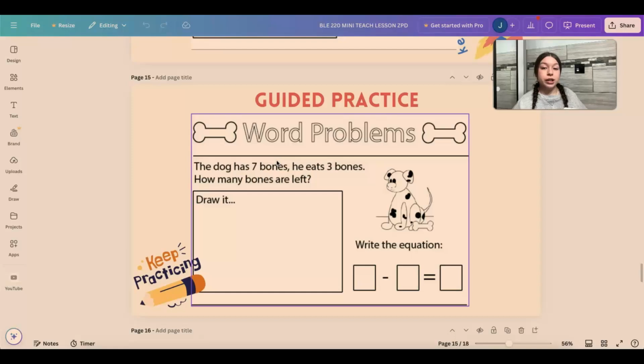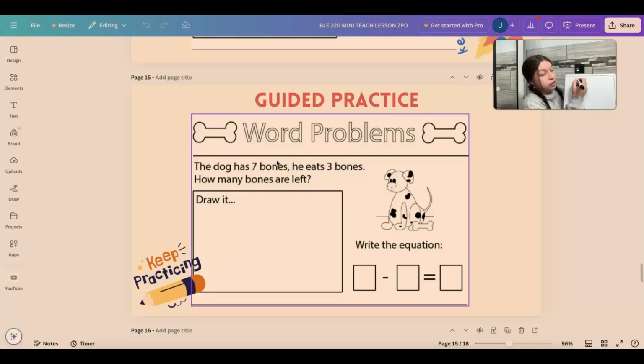Let's go with Elizabeth. Not necessarily addition. Let's read it one more time. The dog has 7 bones. He eats 3 bones. Right, subtraction, because what did he do? He ate 3 of his bones. Perfect. All right, so let's go ahead and draw it on our board.